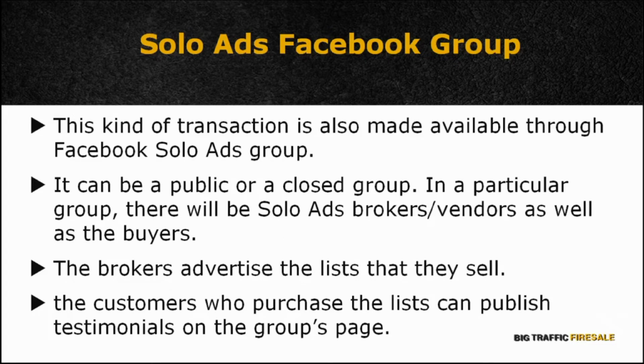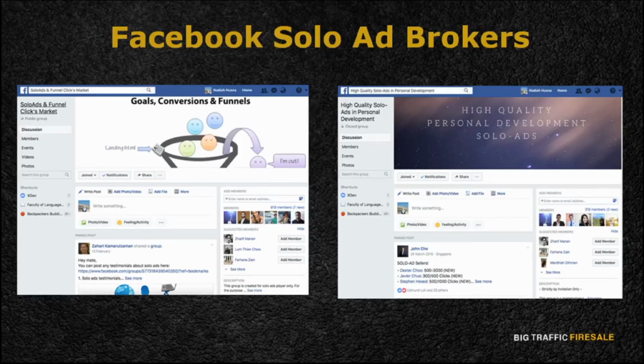This kind of transaction is also made available through Facebook Solo Ads groups. It can be a public or a closed group. In a particular group, there will be solo ads brokers or vendors, as well as the buyers. The brokers advertise the lists that they sell. Meanwhile, the customers who purchase the lists can publish testimonials on the group's page. Therefore, the members of the group will get direct feedback, and this will enable them to weigh their selection of lists.